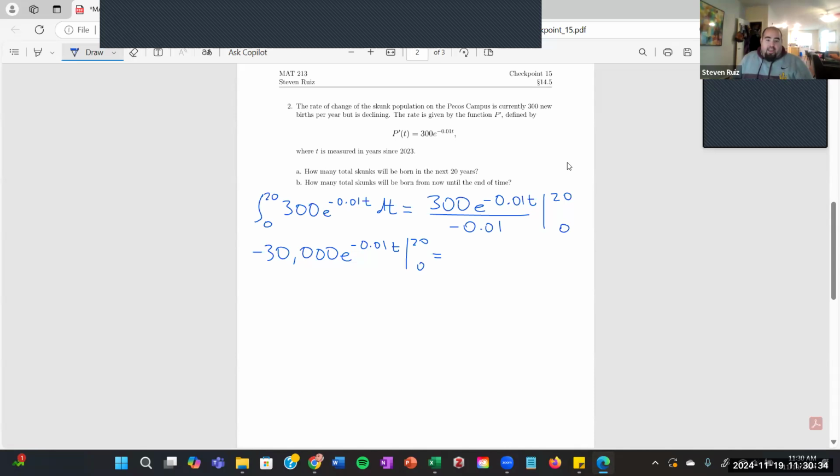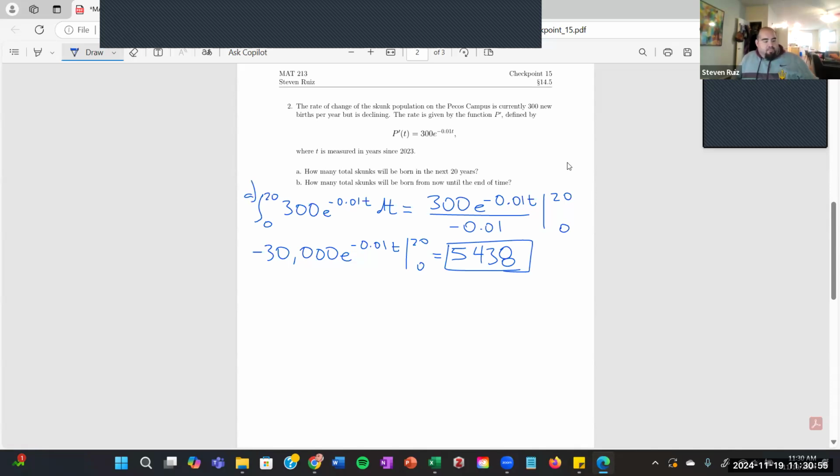All right, so here's what I get, and I have to round to a whole number because I'm talking about living things. It doesn't make sense to divide those up into decimals. So I get 5,438. So this is how many skunks are going to be born in 20 years. So this is part A.